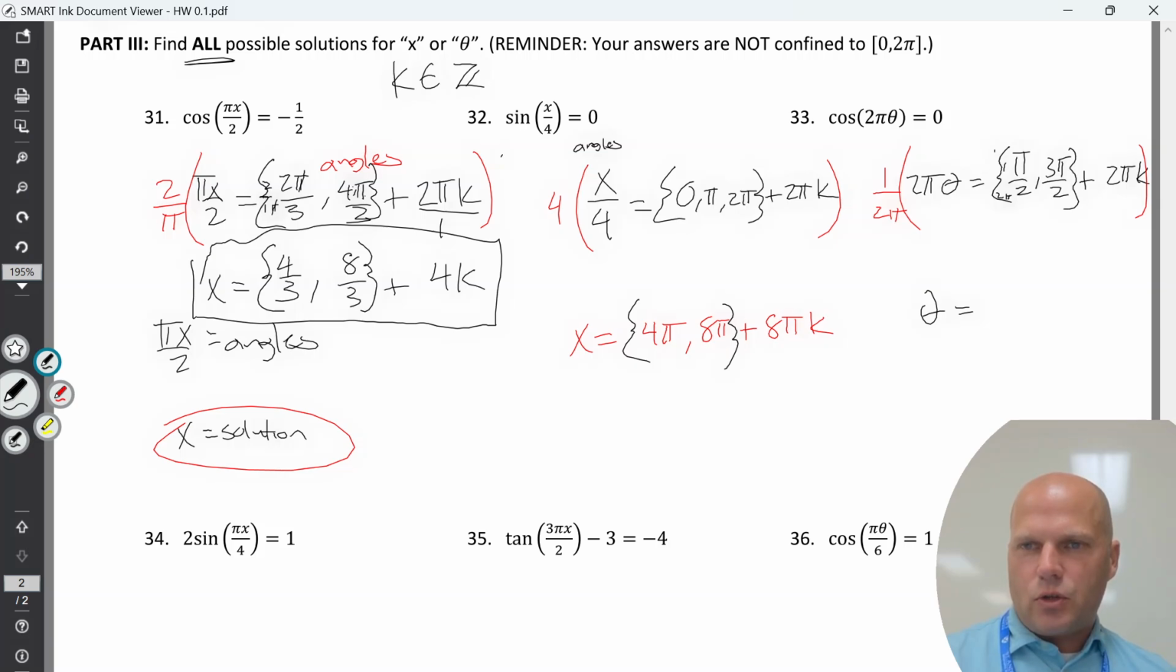The pi's will cancel and the 2's will multiply, and I get a fourth. The pi's will cancel, the 2's will multiply, I get 3/4. 2 pi divided by 2 pi is 1. So that just becomes like integers. Add, subtract, ones.